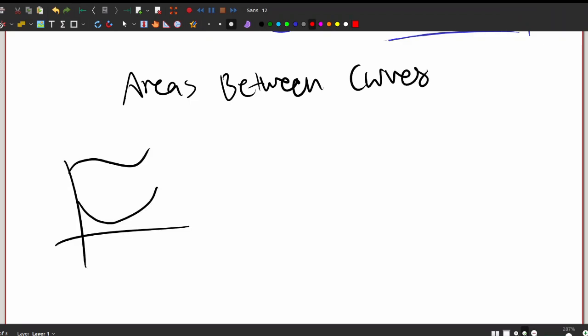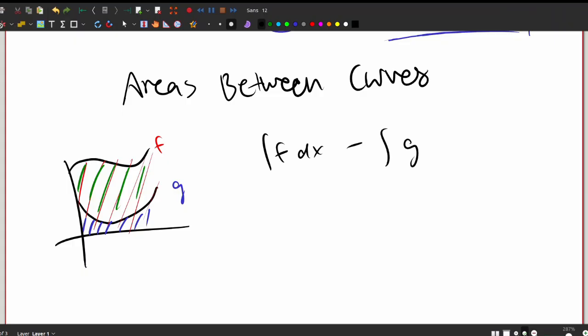So we know an integral is the area under a curve. So the integral of f would simply be all of this area right here, and the integral of g would be this blue area right here. Now, if I wanted to find the green area in between, it's simple. It's simply equal to the area under f, so the integral of f minus the integral of g dx.